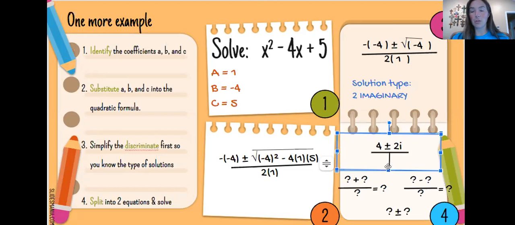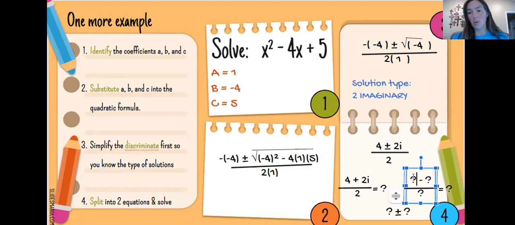And then on the bottom, 2 times 1 is 2. So now I have 4 plus 2i over 2. So this would become 4 plus 2i over 2. And this would become 4 minus 2i over 2. And then what would that look like? Well, we can't really divide 2i. We don't really know what i is, but what we can divide is the coefficients.